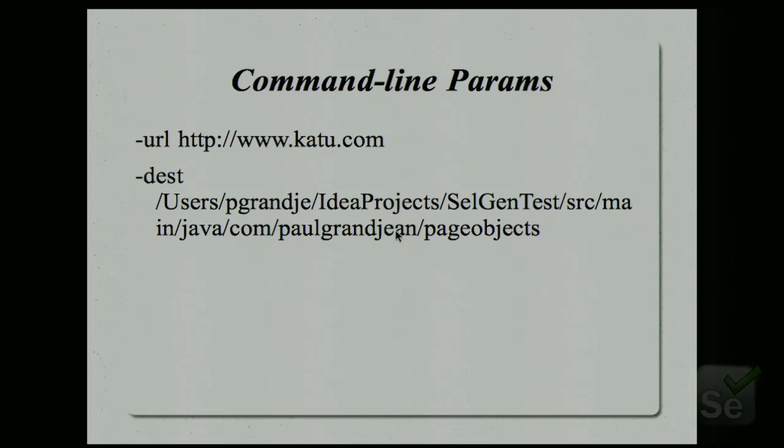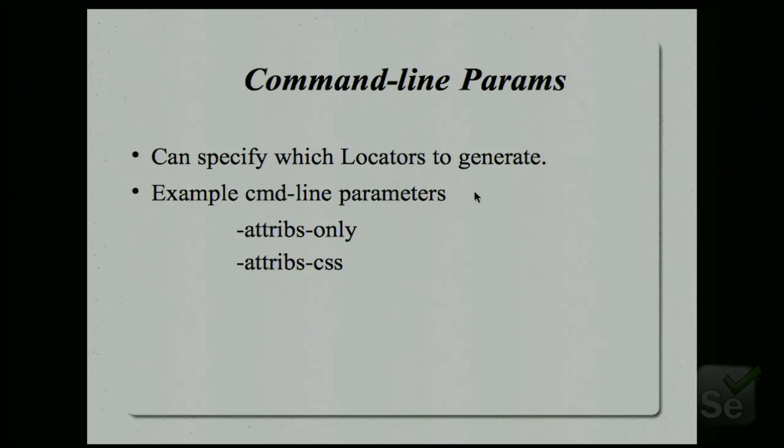So, command line params. I've got a few working and a few others that I've got planned, but the most important ones right now are the URL and a destination parameter, which gives it the location where I want the page object to be generated. So, for example, if you already have a test project running in Eclipse or IntelliJ, you can run this tool to generate the page object to the location on your hard disk where your test project is located. That should be fairly straightforward, I think.